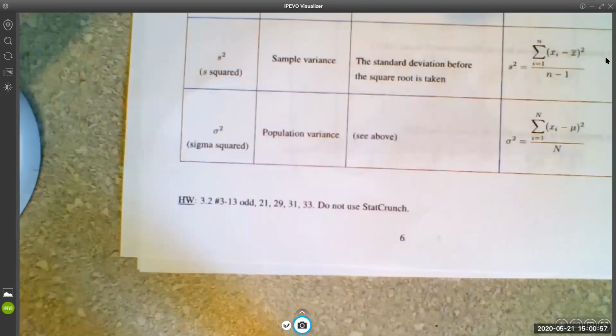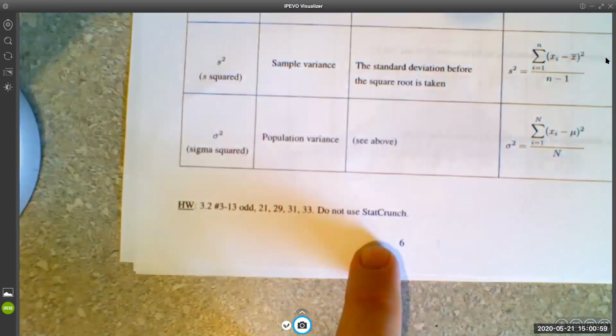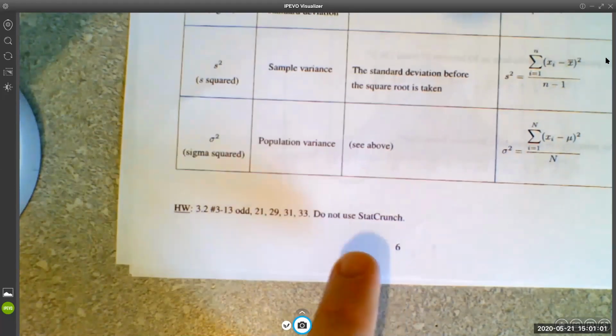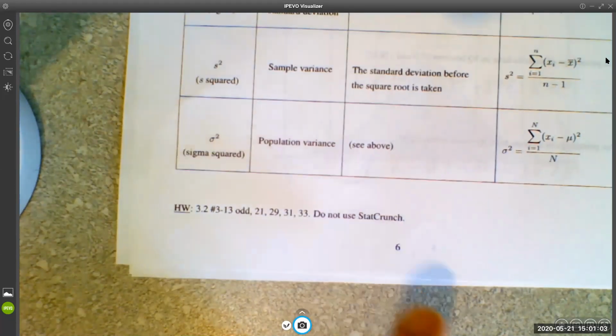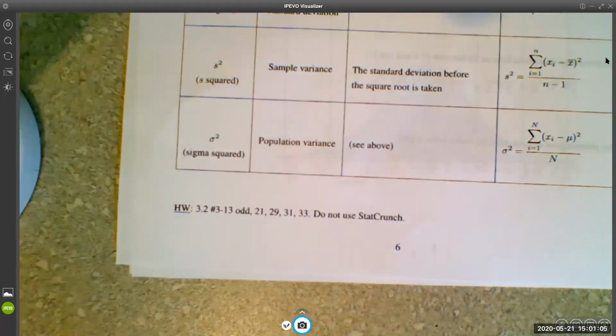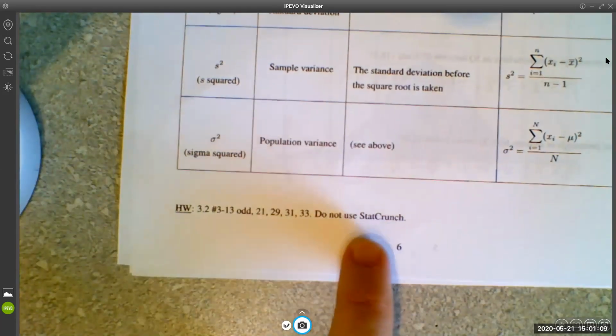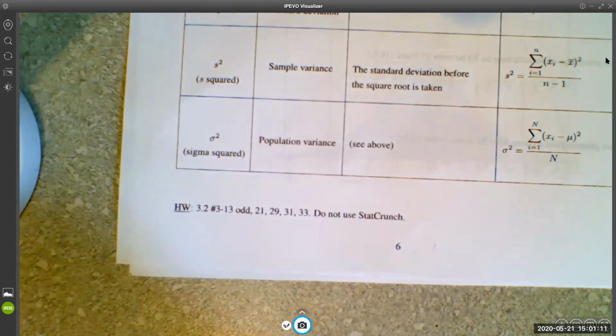Here's your homework assignment. I'm asking you not to use StatCrunch on these problems, okay? I will show you how to compute standard deviations in StatCrunch in section 3.5, but until then, don't use StatCrunch. Just do the problems by hand. It'll be good for you to develop your intuition and develop your understanding of what the standard deviation is and what the standard deviation measures.